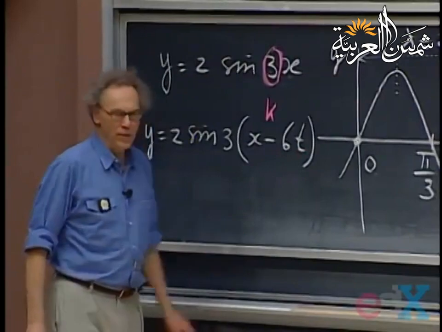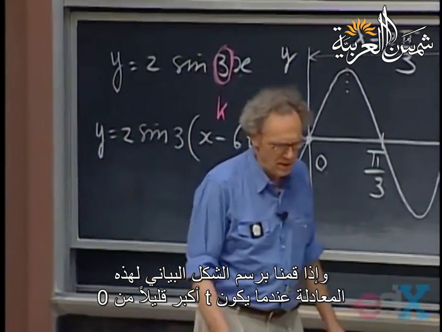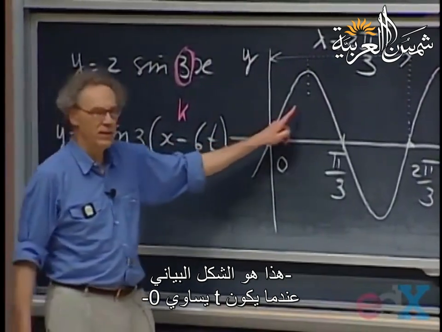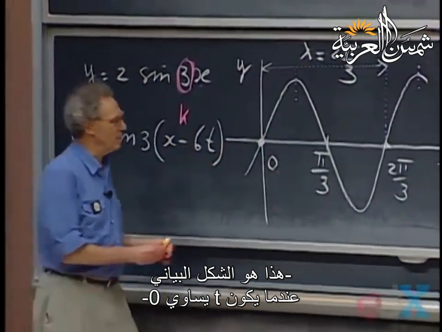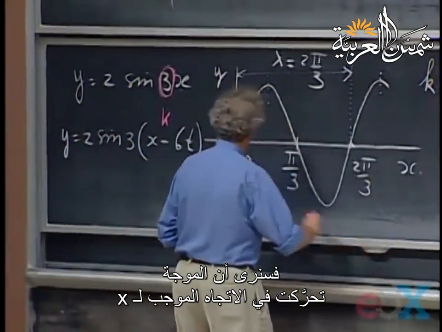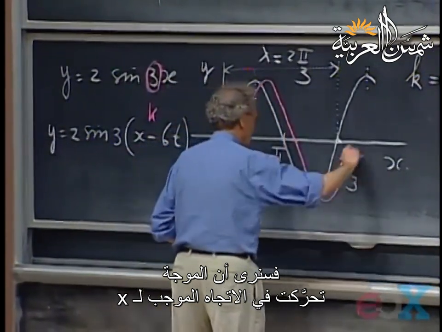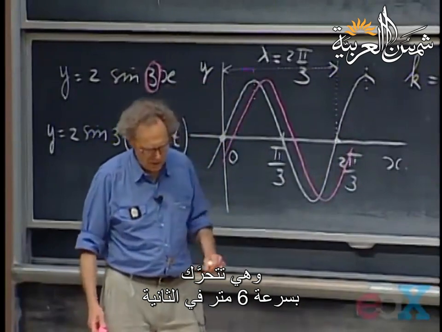And if you now look at this equation, and you plot it a little bit later in time than t0, this is already t0, a little later in time, you will see that indeed it has moved in the plus x direction. And it's moving with a speed of 6 meters per second.